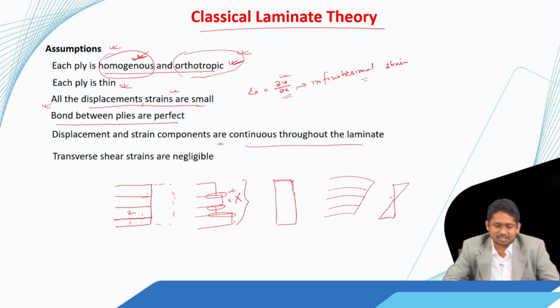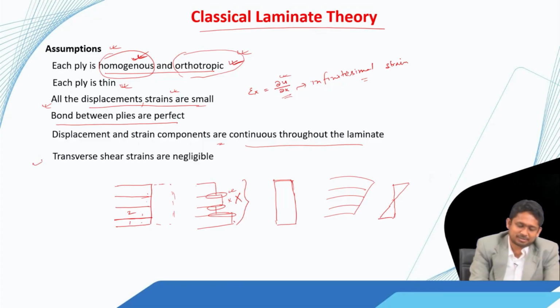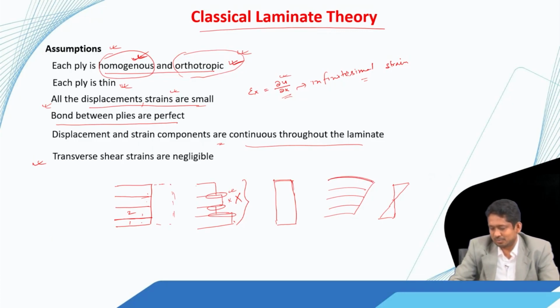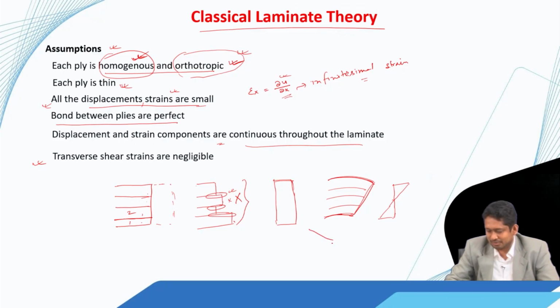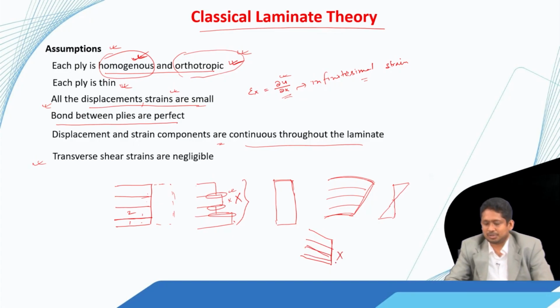And transverse shear strains are negligible. That is a very important assumption with respect to the classical laminate theory. That means this kind of deformation that we are seeing here is only due to bending. If it had shear also accounted for, then the same bend shape would have looked like this, but this kind of deformation we are not allowing. So, the entire deformation is due to bending only.